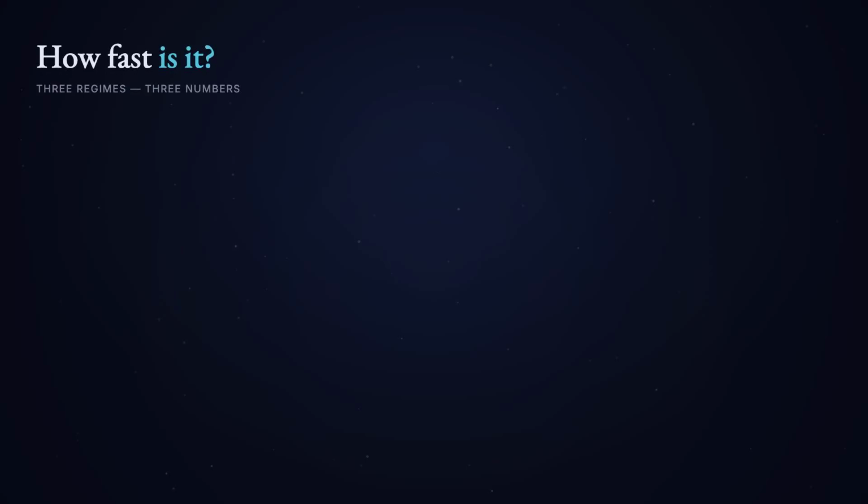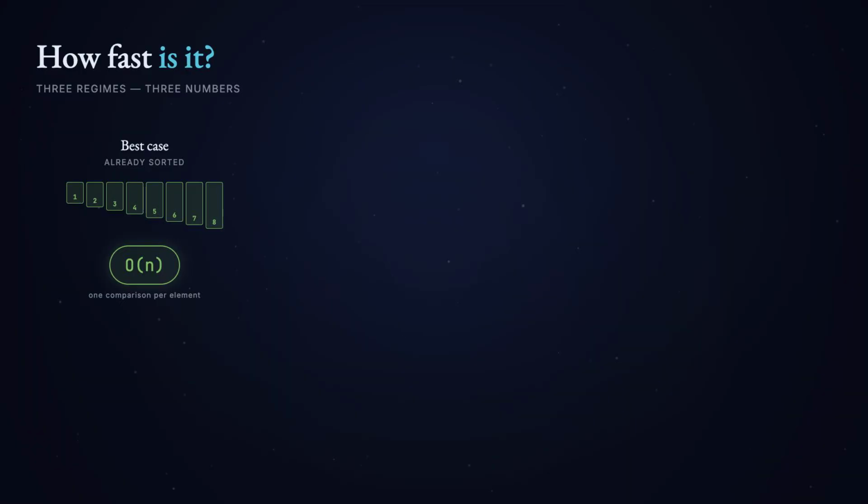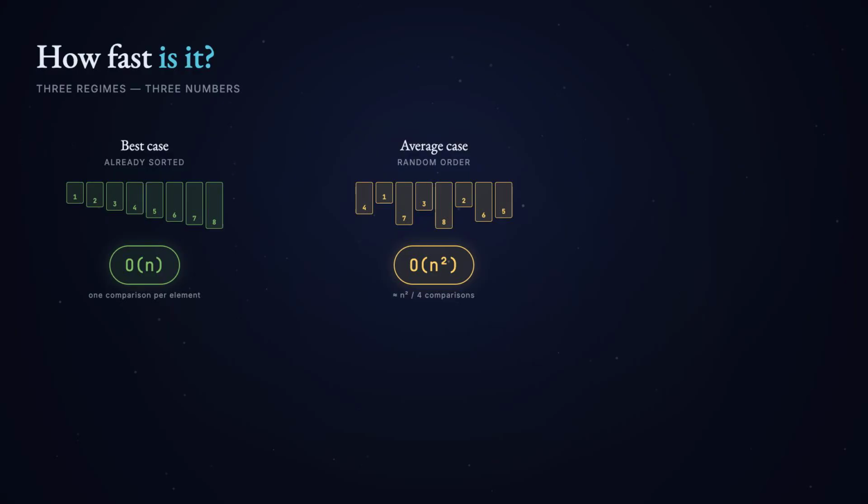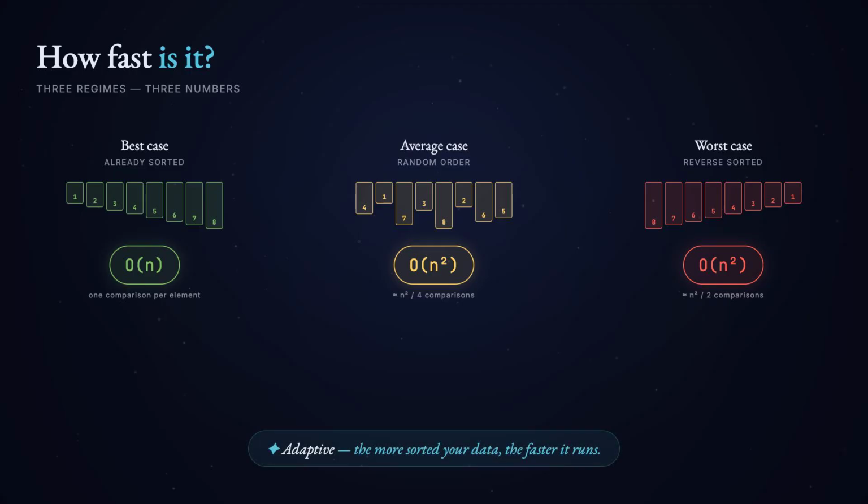Now, how fast is it? In the best case, when the array is already sorted, every element only checks its one neighbor, and we're done in linear time, O of n. But in the worst case, a reverse sorted array, every new element must travel all the way back to the front. That gives us roughly n squared over 2 comparisons. So worst case, O of n squared. On average, also quadratic. But here's the magic. Insertion sort is adaptive. The closer your data is to sorted, the faster it runs. And for small arrays, it's actually faster than merge sort or quicksort.